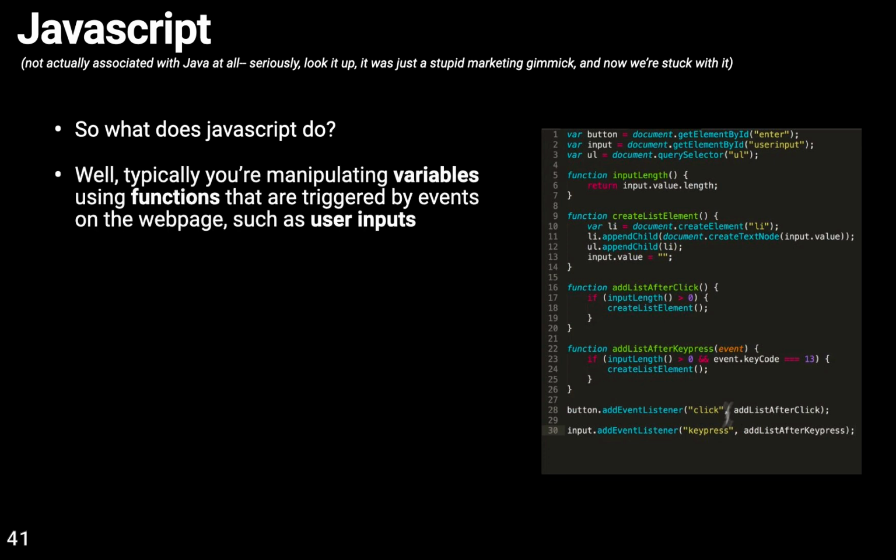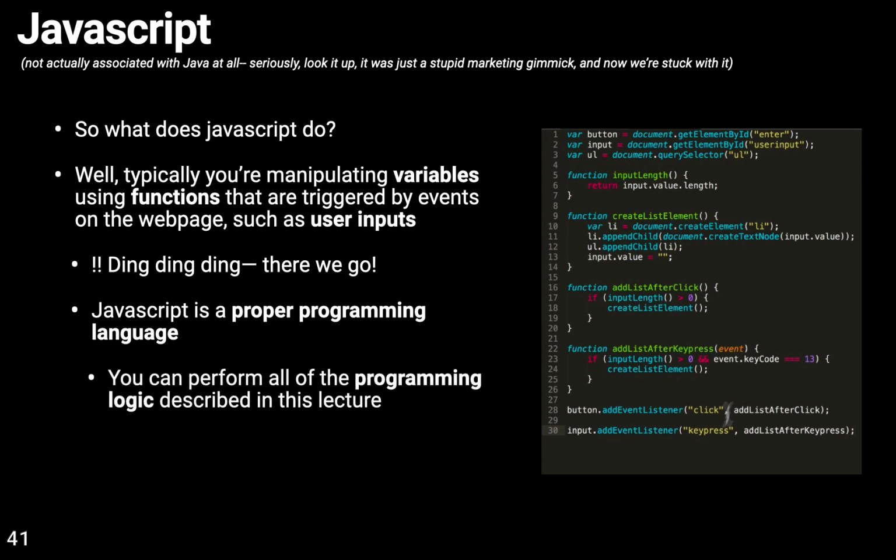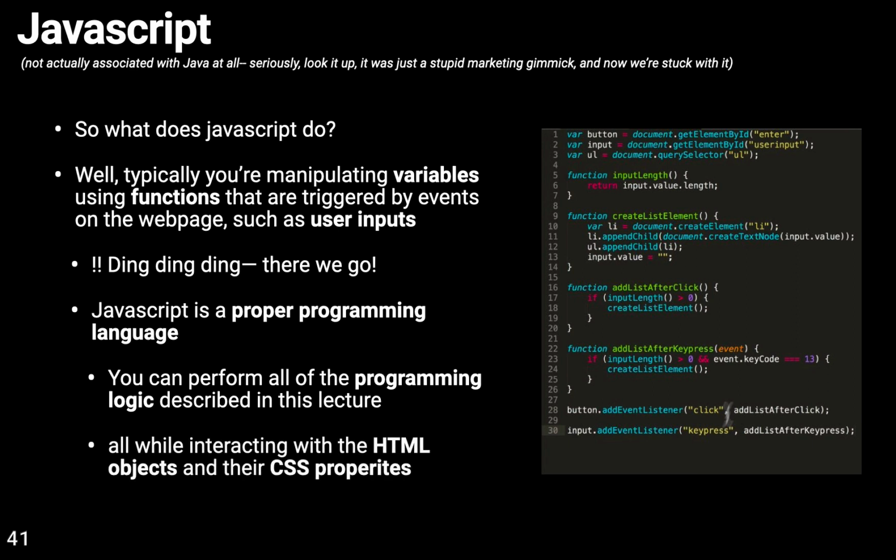Well, typically we're manipulating variables using functions that are triggered by events on the web page, such as user inputs, to do things like change the CSS or the properties or the content of the... Oh, wait, ding, ding, ding. We got it. JavaScript is a proper programming language. You can perform all of the programming logic that we described in this lecture in JavaScript, all while interacting with all the HTML objects and CSS properties. Really, these three go hand in hand. These are the web dev languages, right? I have the structure in HTML, I have the properties in CSS, and I have the action, the processes in JavaScript, which is a programming language. So that's what's in the course.